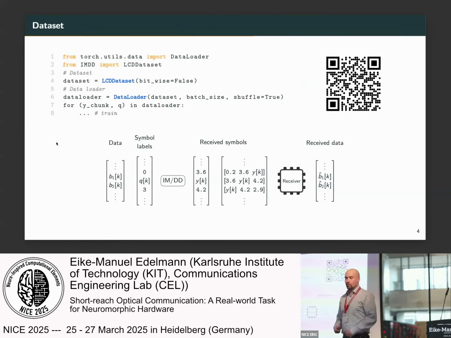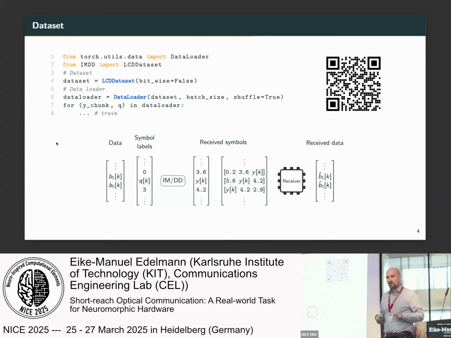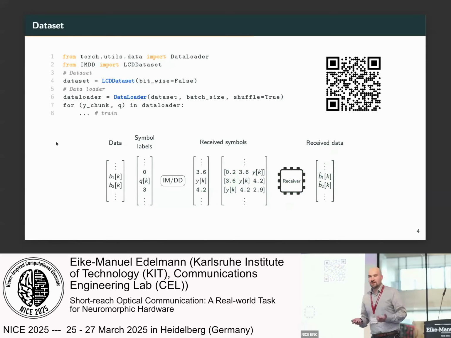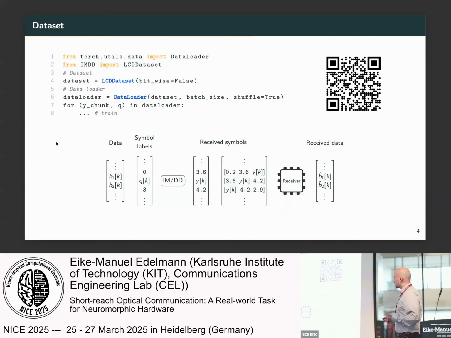And that's why we provide the data set over here. So here's a GitHub link. And what we provide is just an IMDD link. So we sample random bits. Then you get the symbol labels ranging from 0 to 3, so 4 classes. It gets distorted by the IMDD link. You get the received symbols, so that's a vector y over time. And we already prepare it for you in chunks, as we discussed in the slide before, so that you can directly process it.